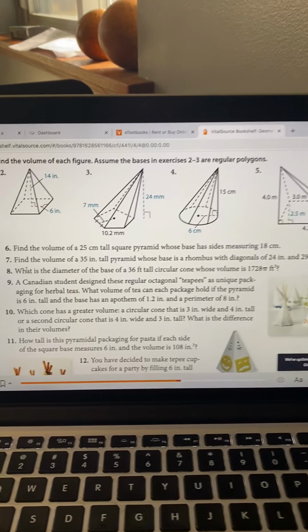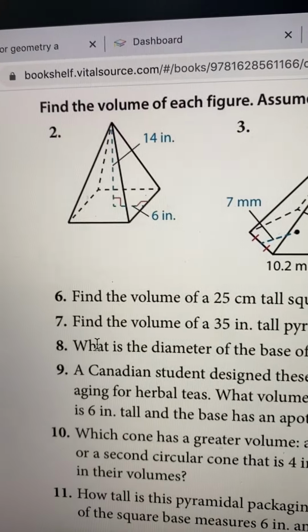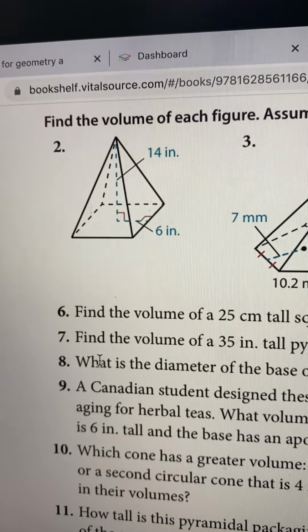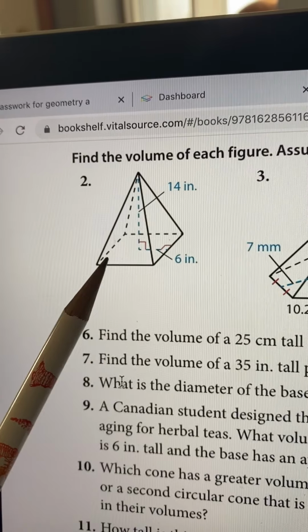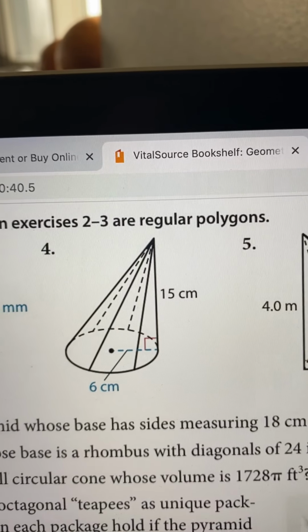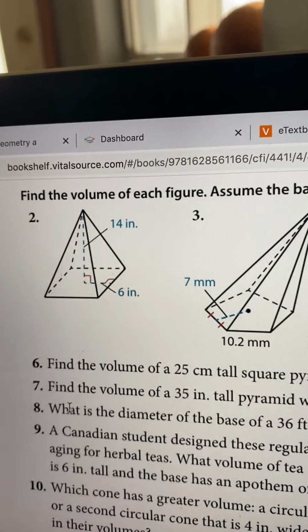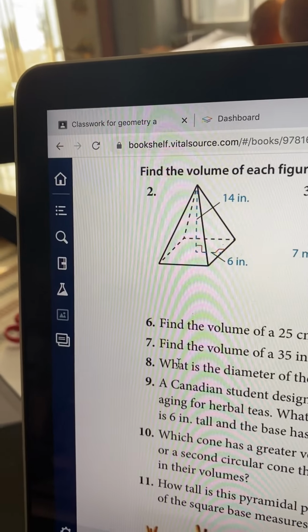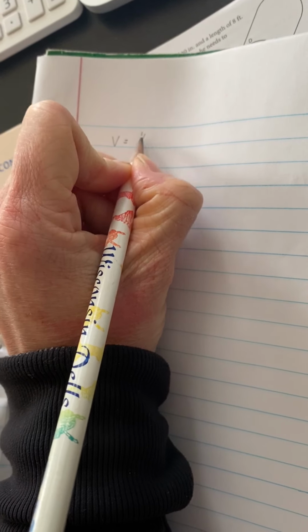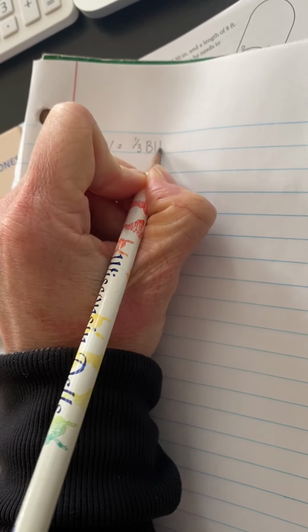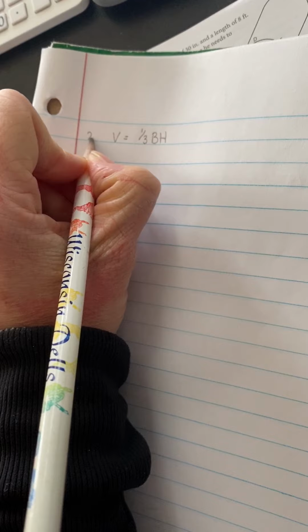But anyways, number 2. So here we have a pyramid with a square base, because it says in the directions that the bases are regular polygons. So this would have to be a square. So again, we start out with the formula, and sorry because I'm left-handed, I'm going to try to make this straight for you guys. Volume equals 1/3 the area of the base times the height. So this is number 2.